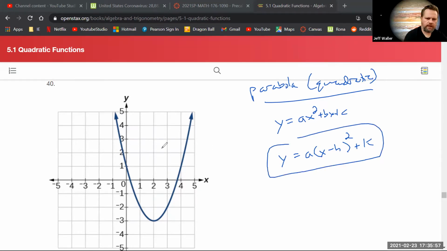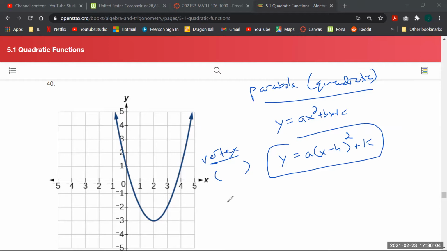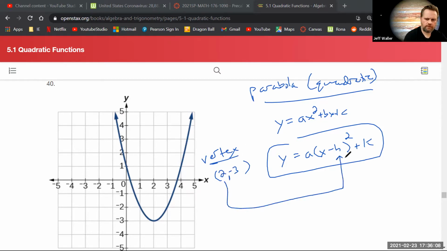All right. So like this problem, for example, what's the vertex of this problem here? (2, -3). So I know that h is 2. So I can write this as y equals a times x minus 2 squared. And I know that k is -3. All right, let me stop. Is everybody with me?